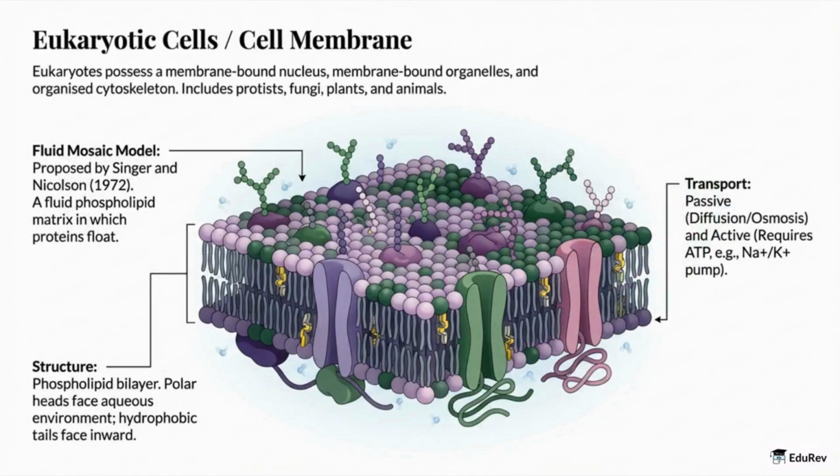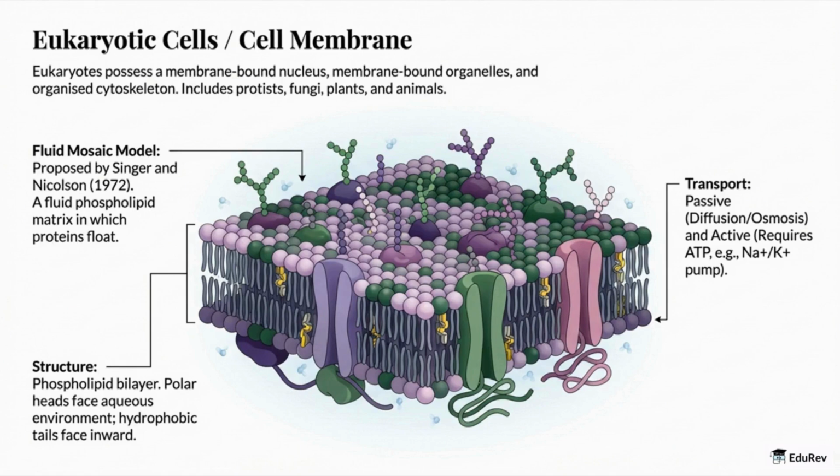Eukaryotic cells differ by having a true membrane-bound nucleus, a set of membrane-bound organelles, and an organized cytoskeleton. The plasma membrane is described by the fluid mosaic model, a phospholipid bilayer with proteins floating within it. Transport across this membrane can be passive by diffusion or osmosis, or active, requiring energy from ATP for pumps like the sodium-potassium pump.